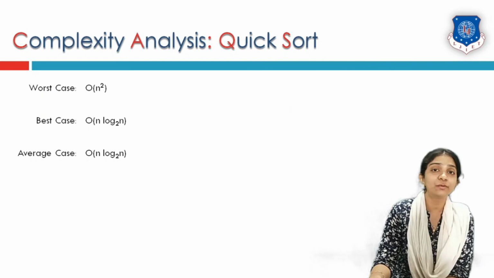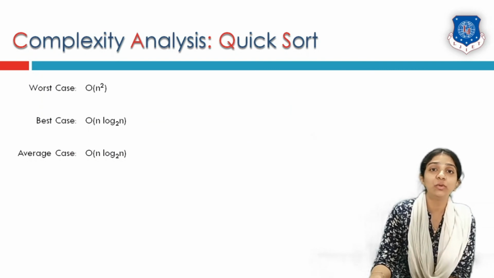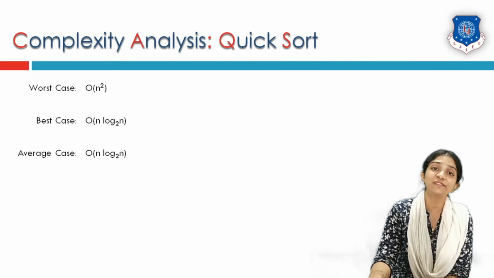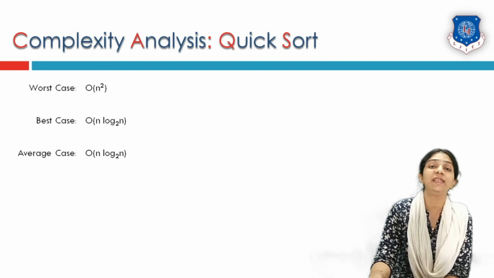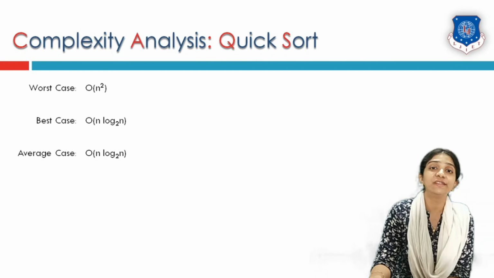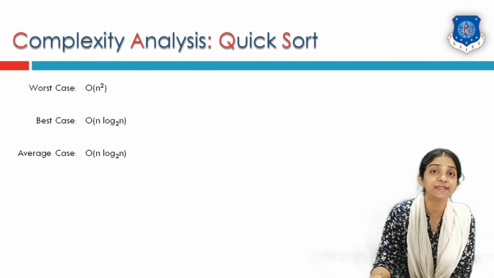Let me summarize the quicksort complexity for you. In the worst case, it is n square. In the best case, it is n log n to the base 2. And in the average case also, it is n into log of n to the base 2.